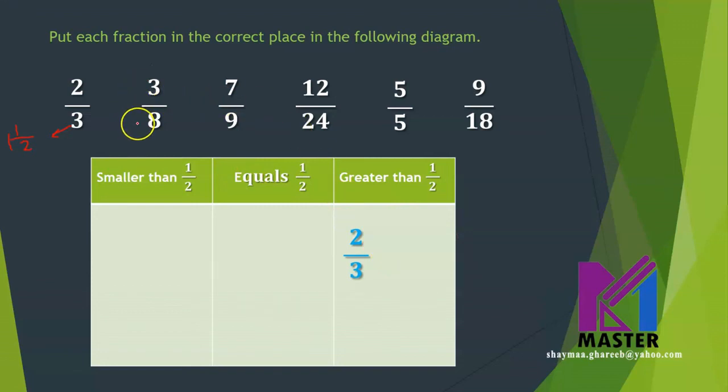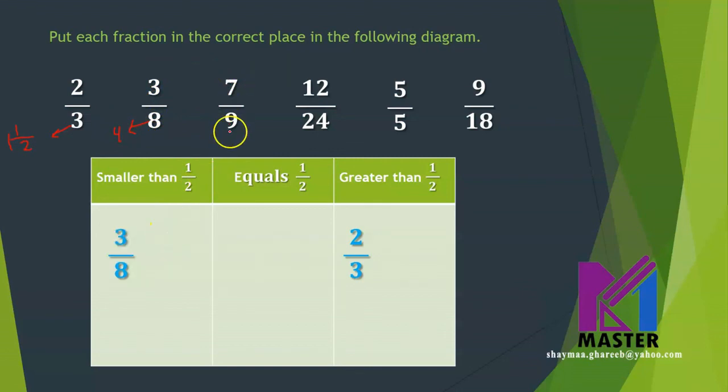What about 3 over 8? Is 3 half of the 8? No. So is 3 greater or smaller than half of the 8? What is half of the 8? Half of the 8 is 4. Is 3 greater than 4? No. Is it smaller than 4? Yes. So this fraction is smaller than half.